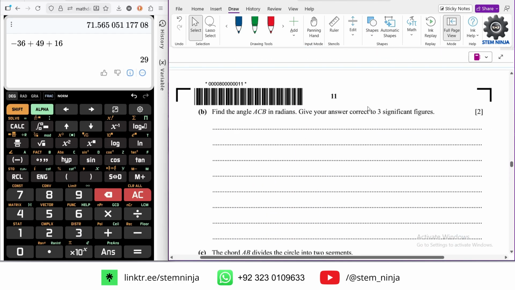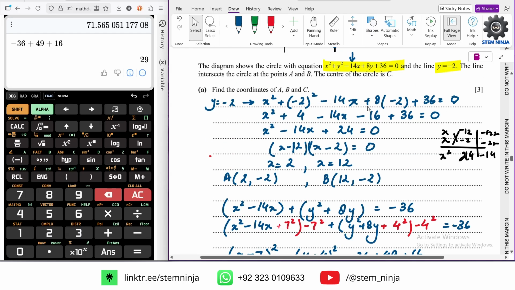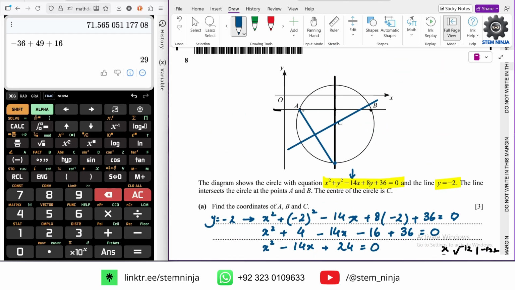Okay, alright. Find the angle ACB in radians. Okay, so ACB in radians.